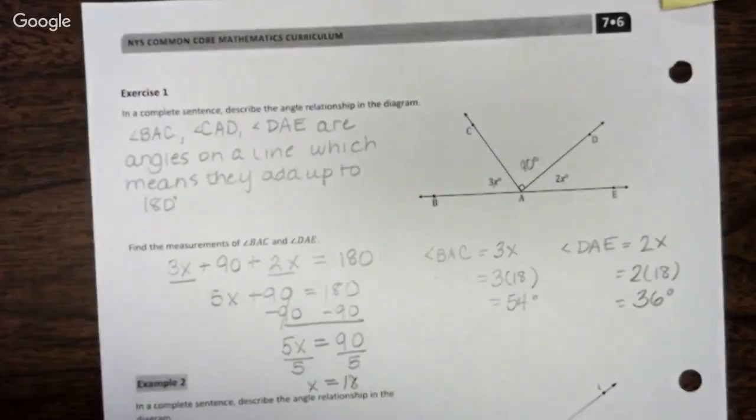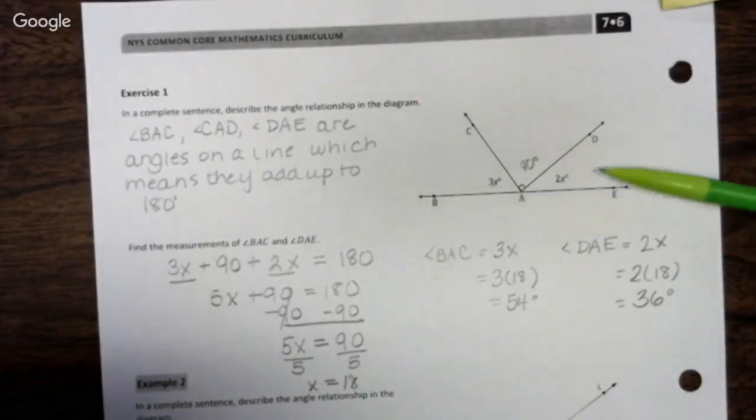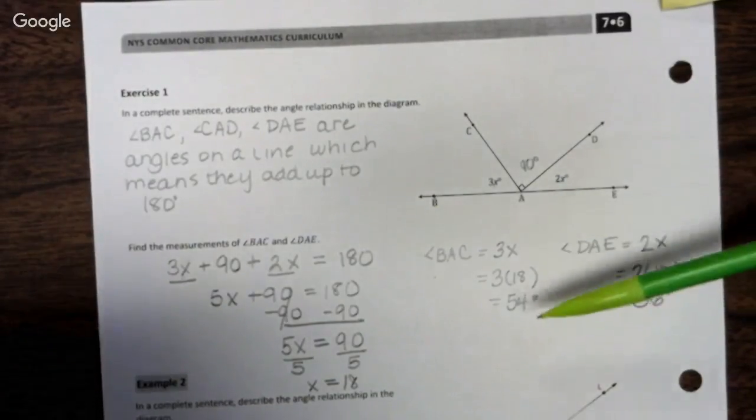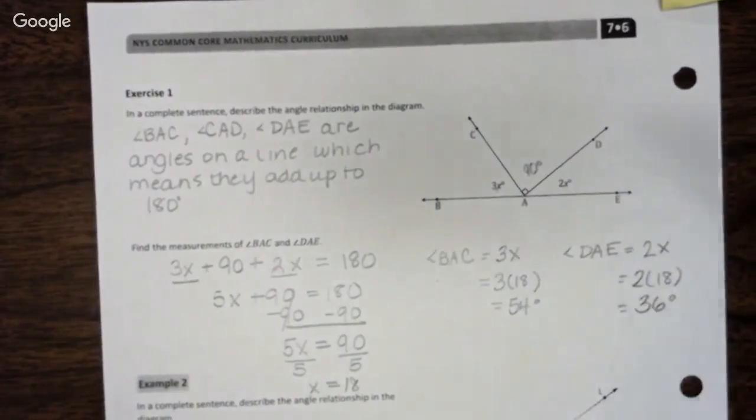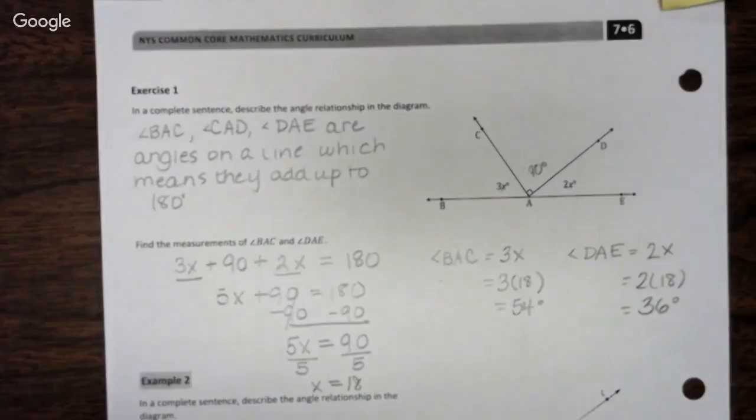Now, it's not asking you to do this, but this is always a good check. If you know they add up to 180, punch this into your calculator. You have 3 angles. Do those really add up to 180? 54 plus 36 plus 90. Take a second. Put those in your calculator. Do they add up to 180? They should.